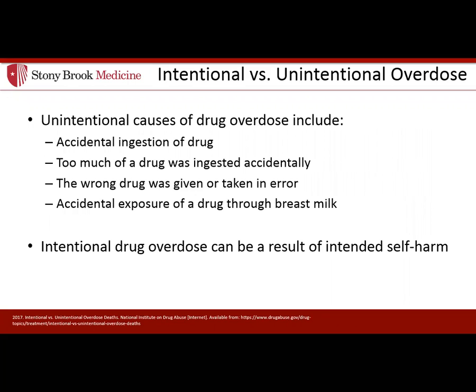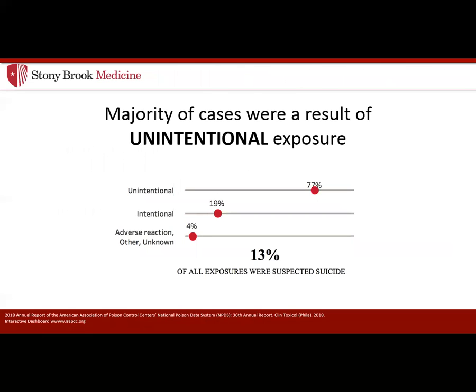Drug overdoses can be intentional or unintentional in nature. Some causes of unintentional drug overdoses include accidental ingestion of a drug, too much of a drug ingested, the wrong drug taken or given in error, and also accidental exposure to a drug through breast milk. It's not always the more commonly thought of cause, but it does contribute to drug overdose. Intentional drug overdose can be a result of intended self-harm. The majority of cases reported to the Poison Control Center were a result of unintentional exposure.